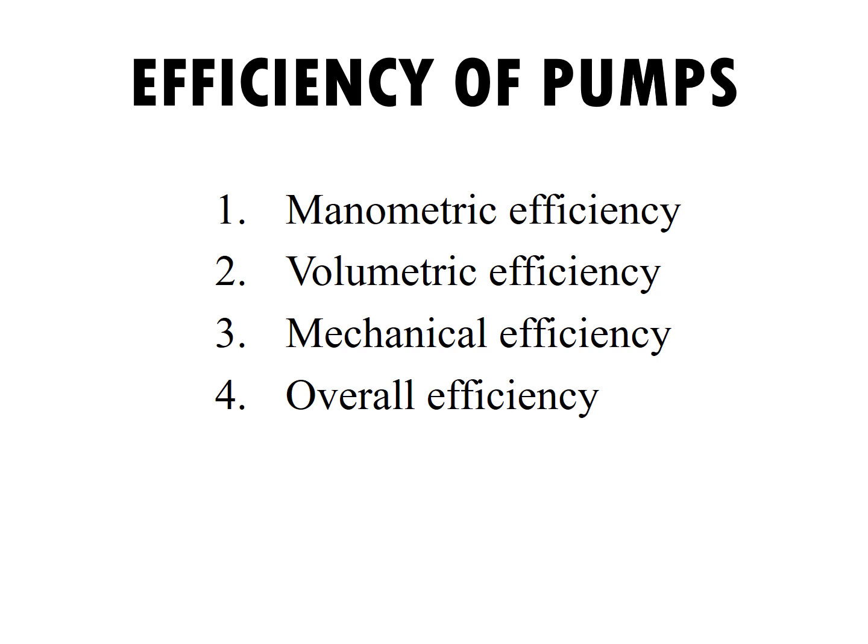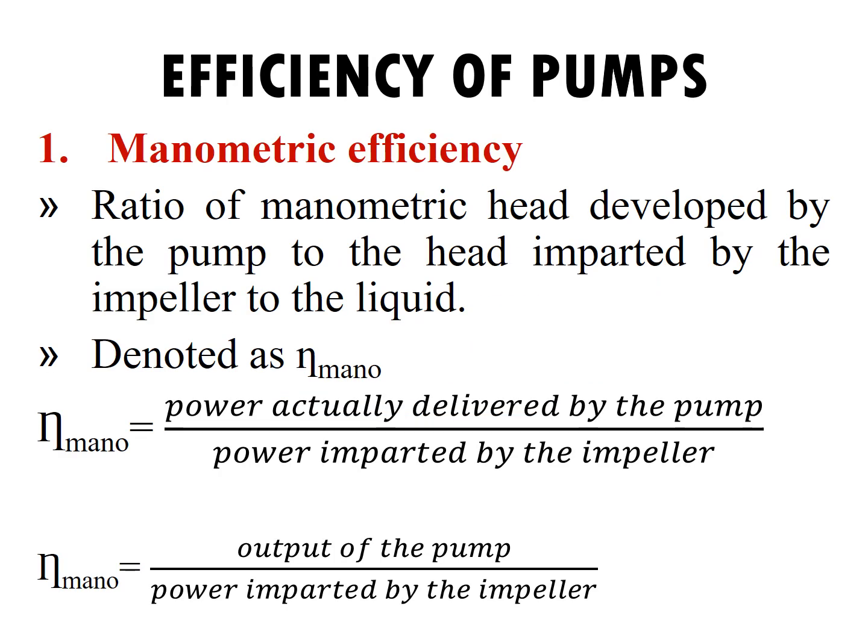Now that we have discussed the losses, we will now move on to the efficiency of the pumps. There are four different efficiencies: manometric efficiency, volumetric efficiency, mechanical efficiency, and overall efficiency. So manometric efficiency is the ratio of the manometric head developed by the pump to the head imparted by the impeller to the liquid. It is denoted by eta mano, power actually delivered by the pump by power imparted by the impeller. We will be discussing in detail all these efficiencies and losses when we solve the problems.